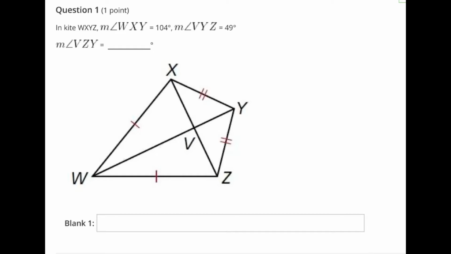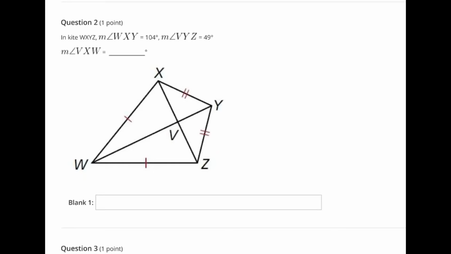This video will go over the answers to 6.6. We know that kites have perpendicular diagonals, so this is a 90-degree angle here. They tell us that VYZ is 49 degrees. So if we want to figure out this missing one, we can take 90 minus 49, and our answer is 41 degrees.